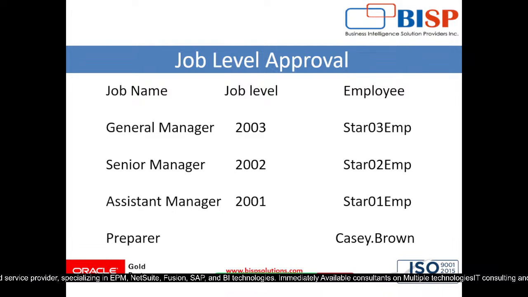And we can also define this employee, star 01 employee, right? These are the implementation users, right? So Casey Brown is already created. We have to create this star 01 employee, star 02, star 03, and in that employee user, we have to define this job, this assistant manager, senior manager, general manager. We have to create this job role, right?